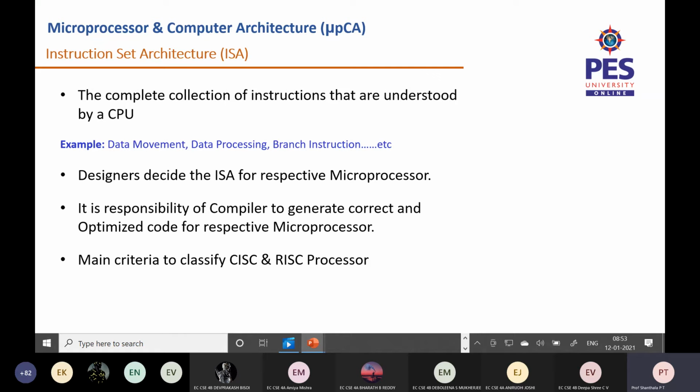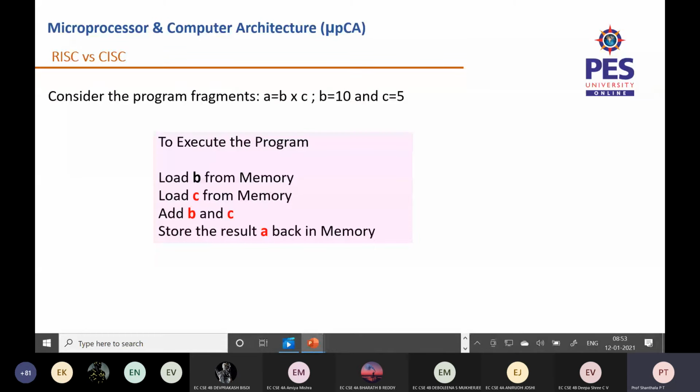So as in the second part, the compiler has to generate the correct assembly code or machine code from the high level language. So we'll take the example of RISC versus CISC. What is a reduced instruction and what is a complex instruction? Nowadays we are using a complex instruction set which can be fast here.